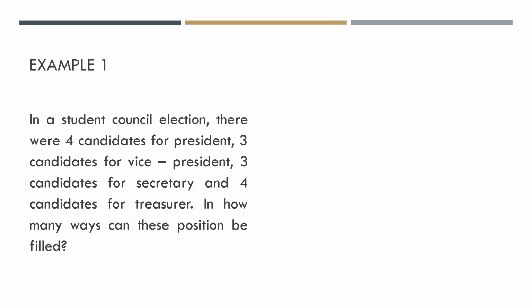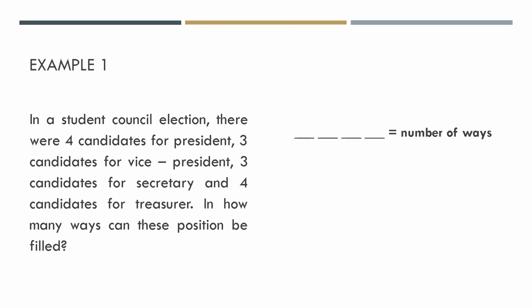Let's have an example. In a student council election, there were four candidates for president, three candidates for vice president, three candidates for secretary, and four candidates for treasurer. The question is, in how many ways can these positions be filled?